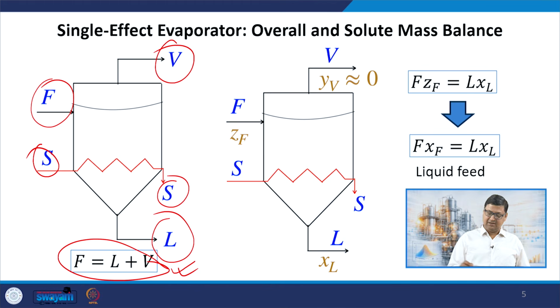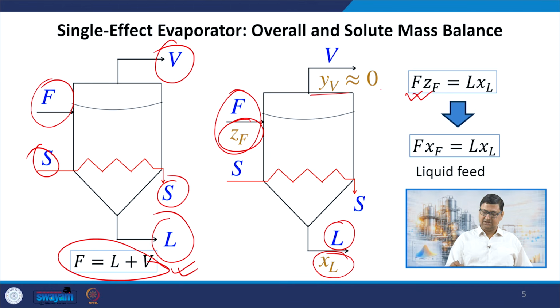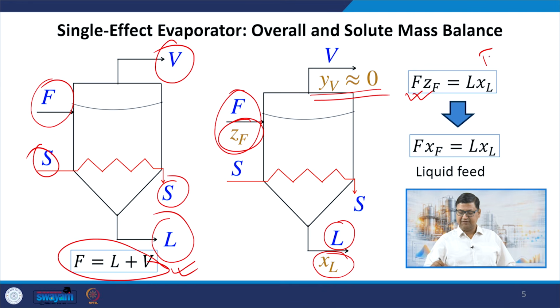And then we can also write a solute mass balance considering only one solute. So, let us say there is some overall mass fraction ZF of solute in the feed, then F into ZF becomes the solute mass in the feed, and that is typically going in the liquid phase. So, we have L into XL, where XL is the mass fraction in the liquid phase, right. We assume here that in the vapor phase there is no solute. In general, we can have an equation F ZF is equal to L XL plus V YV, where YV is the mole fraction of the solute in the vapor phase.